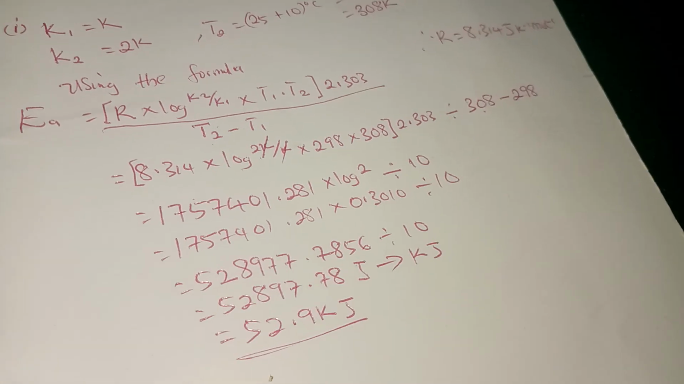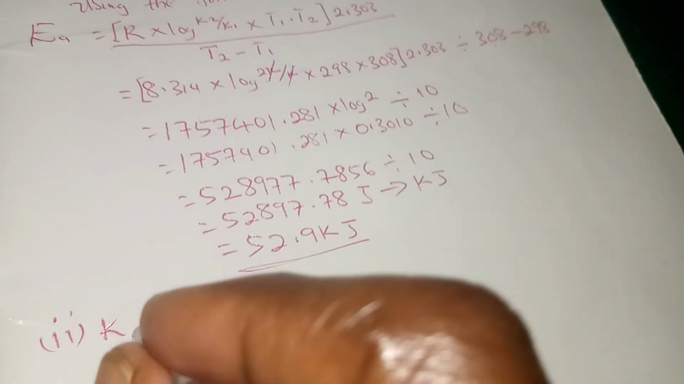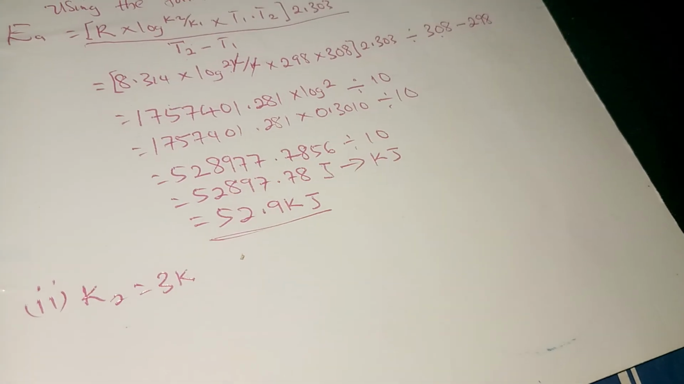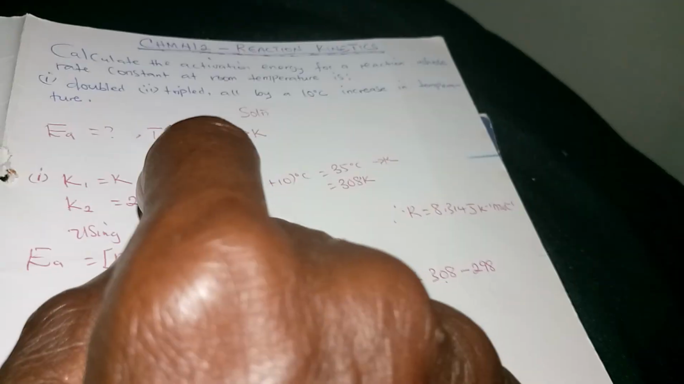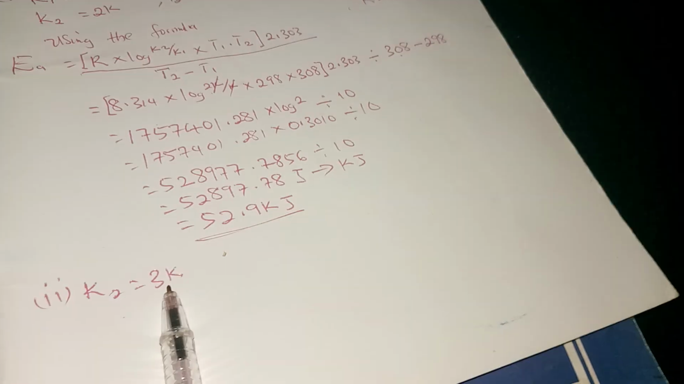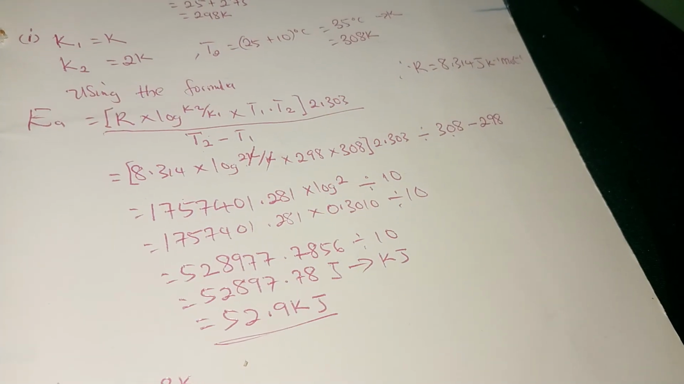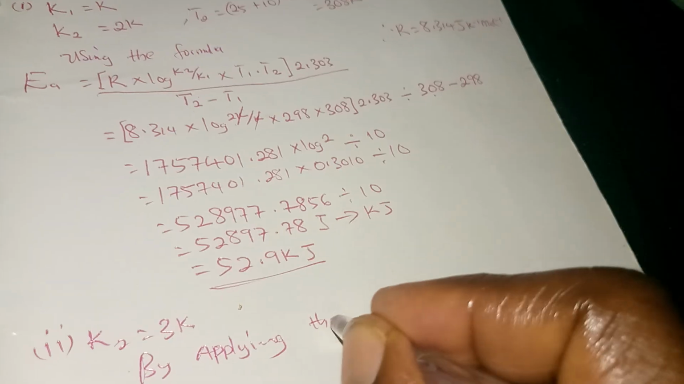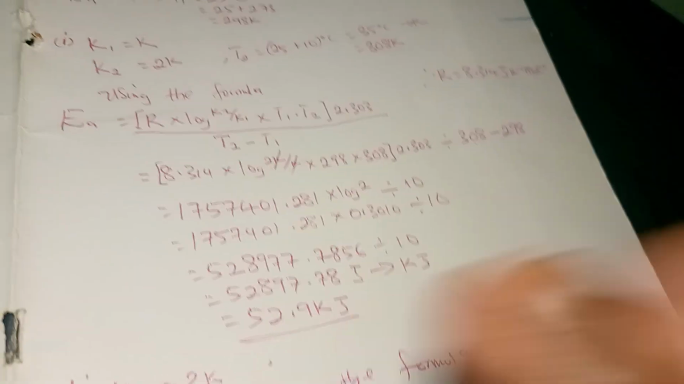So now let's check, according to question II, when the rate constant is triple. So when the rate constant is triple, that means you are going to have your K2 equal to triple. You see, the other one was double. So when it is triple, you're going to have your rate constant to be this way. So the same thing, by applying this same formula.